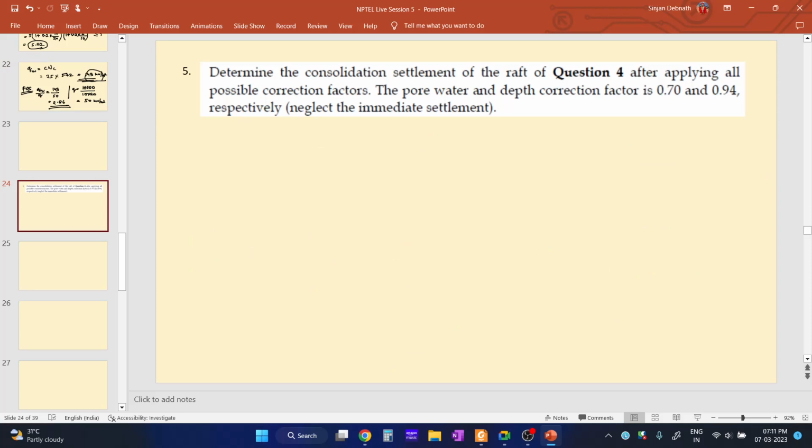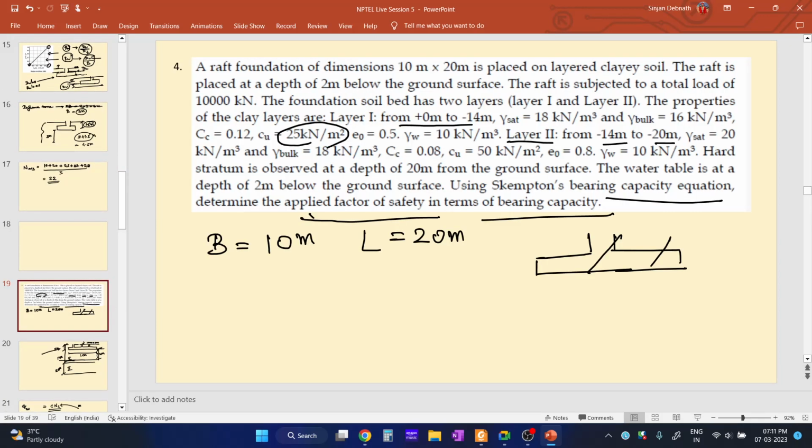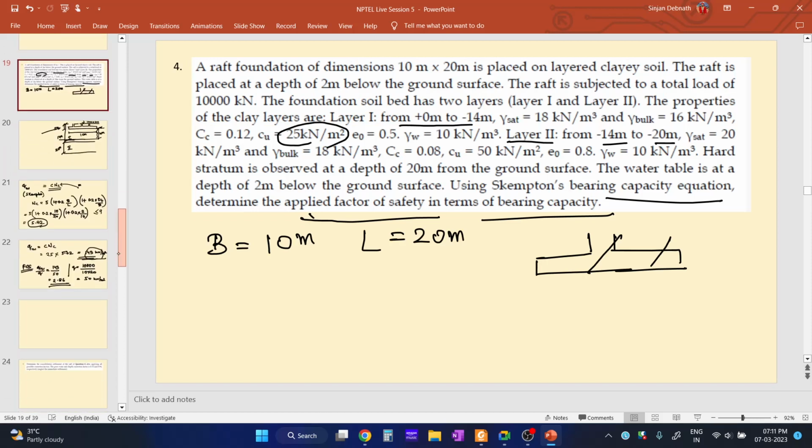The previous question. After applying all the possible correction factors, the pore water and the depth correction factors are 0.7 and 0.94 respectively. Neglect the immediate settlement. So we need to find out the consolidation settlement of this raft of question number 4.